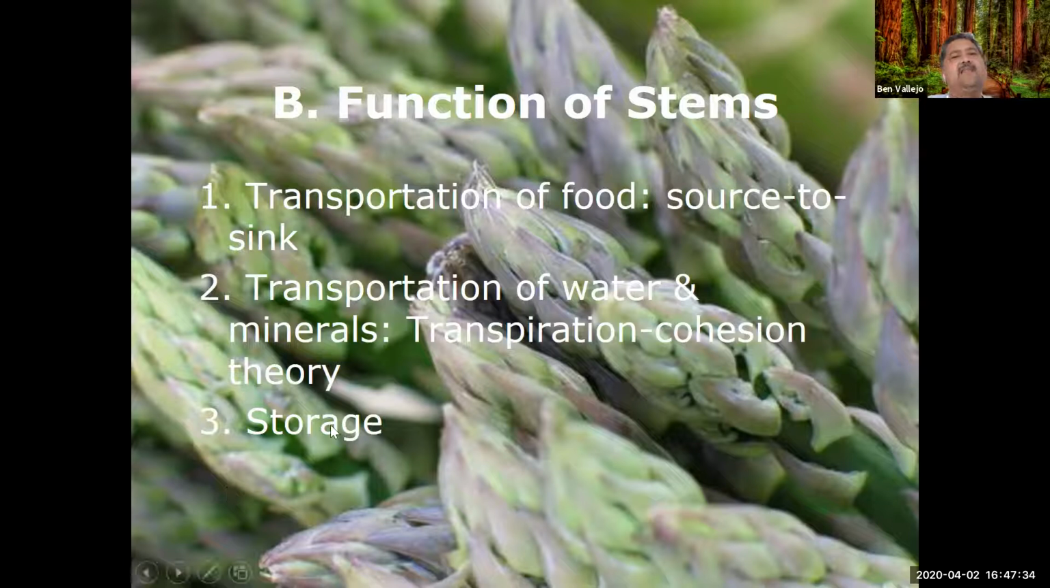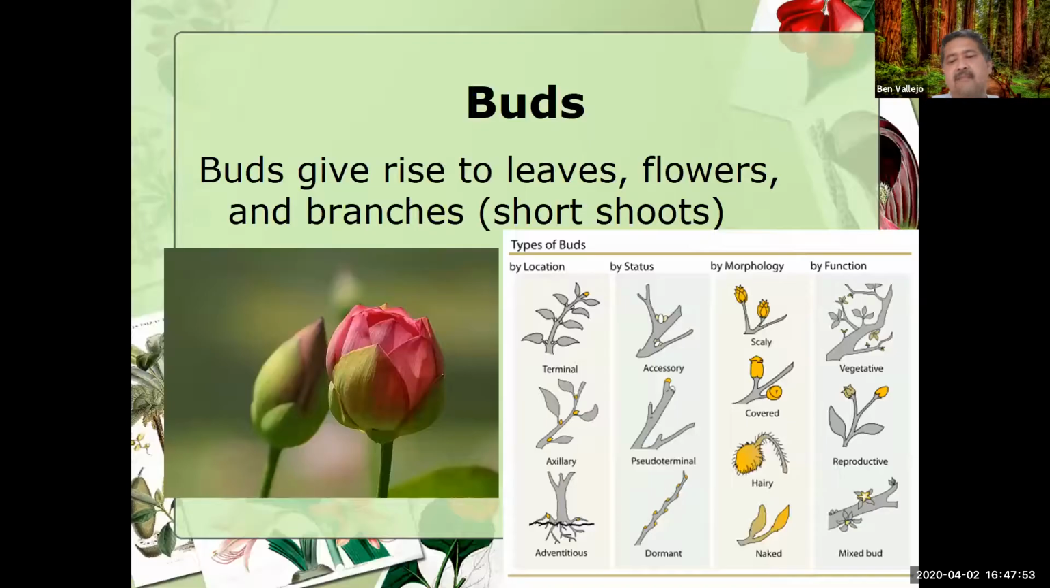And then some stems are used for food storage, like this is a shot of an asparagus that you might eat, asparagus stems. And so asparagus is a plant that stores the food products in the plant part.